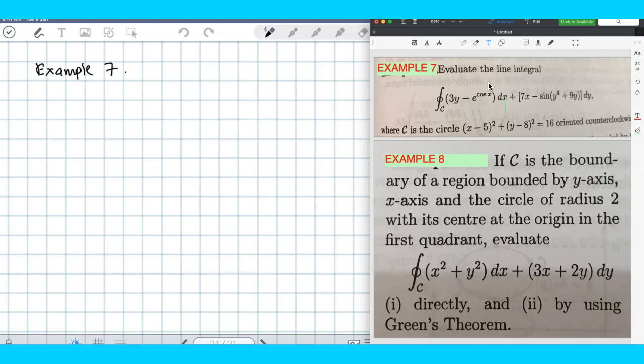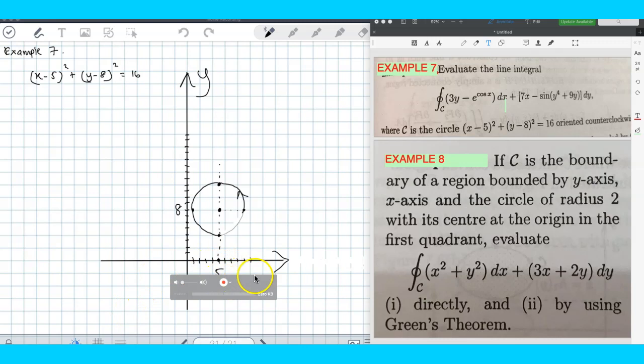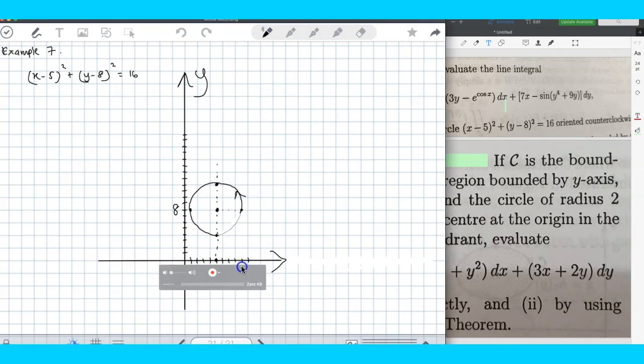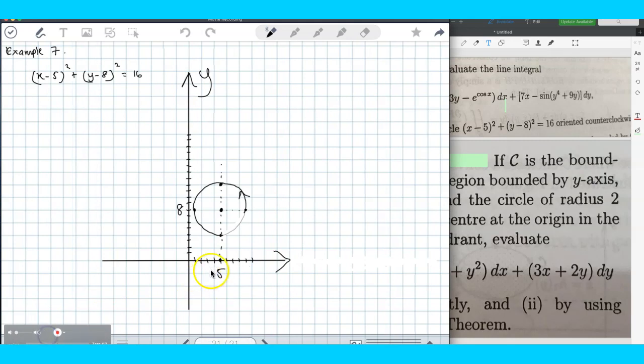So what is the circle that we have? (x minus 5) squared plus (y minus 8) squared equals 16, counterclockwise. So we sketch. The center is shifted, sorry, the center is now at (5, 8). So that is the circle centered at (5, 8), and the radius is 4. Now that is the C.